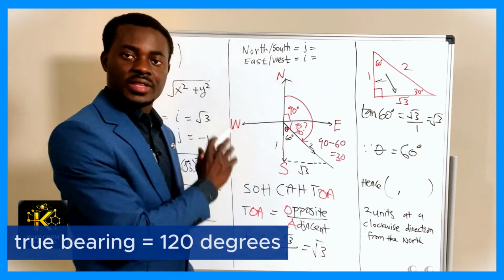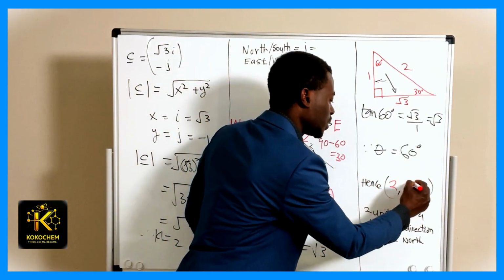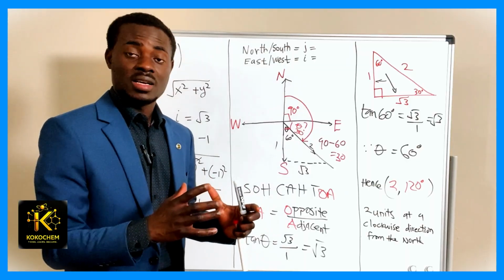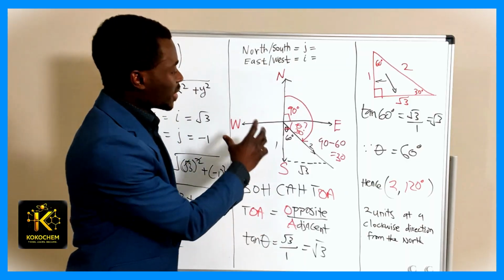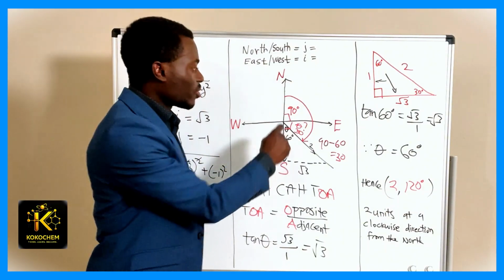So the answer for this question will be 2, 120 degrees. Meaning that the vector is 2 units at a clockwise direction, 120 degrees from the north.